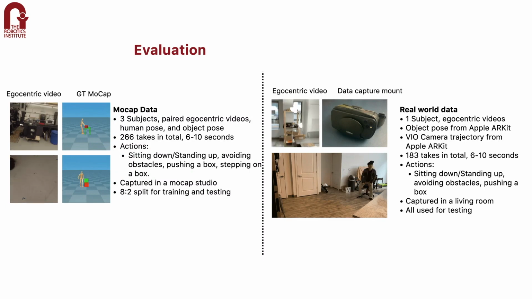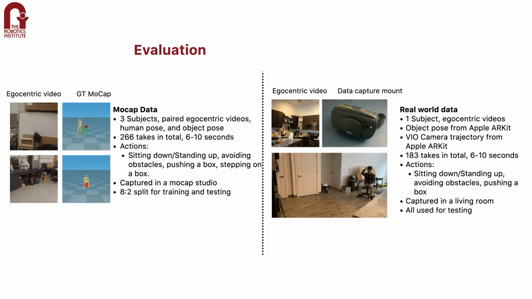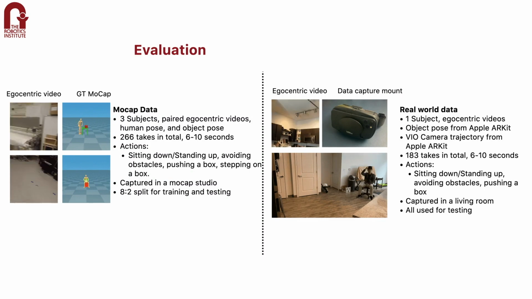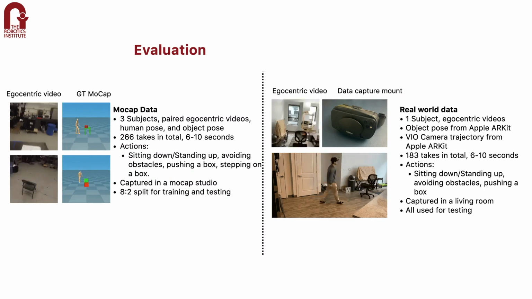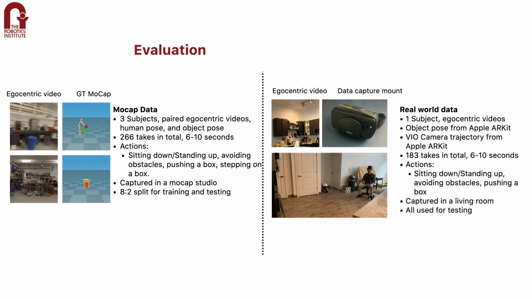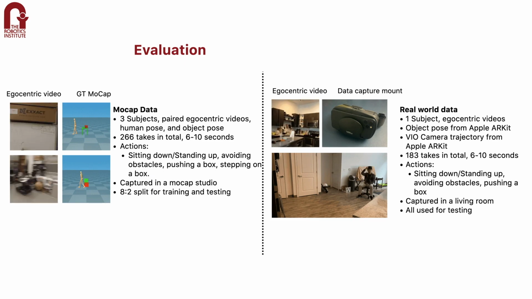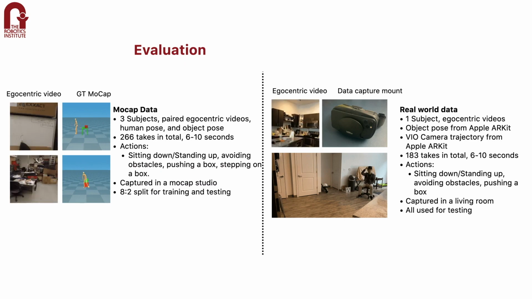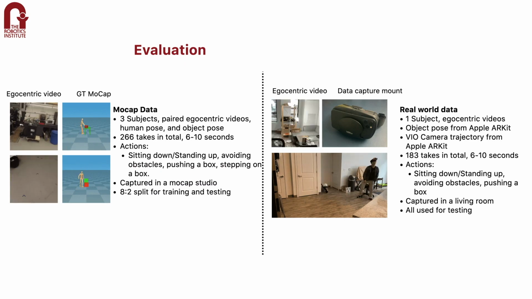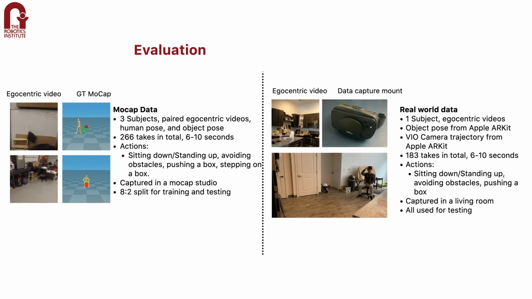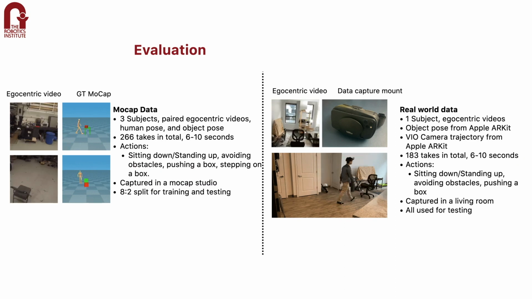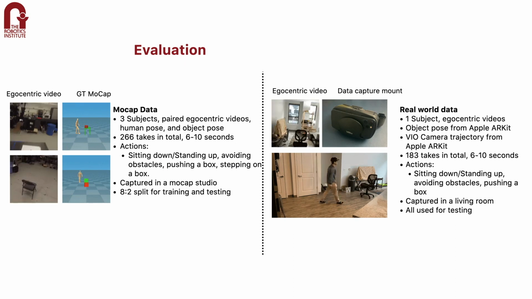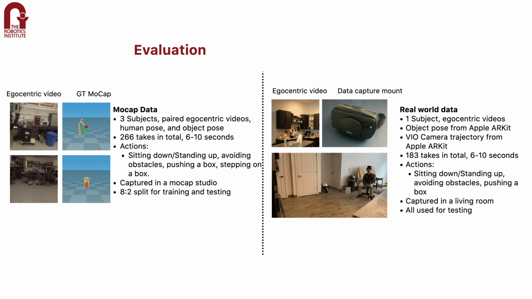And to evaluate our models, we obtain two data sets, one captured in mocap studio and one in the real world. Each of them has 4 different actions: sit down, avoiding obstacles, pushing a box, or stepping on a box. For the mocap dataset, we capture paired first-person video and ground truth human pose. This dataset contains 266 motion sequences, and 80% of this dataset is used for training, and the remaining 20% is for testing only.